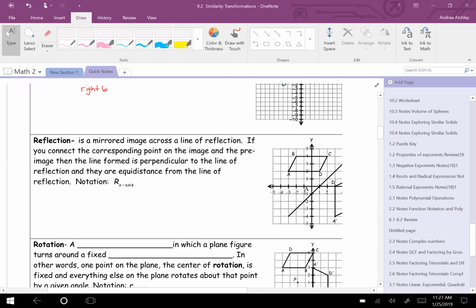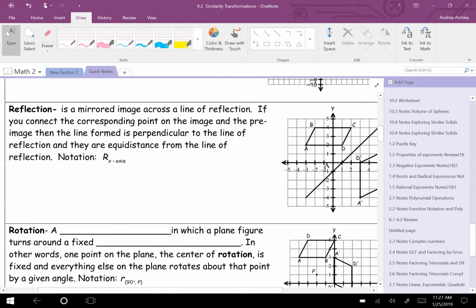A reflection is a mirror image across a line of reflection. If you connect the corresponding points on the image and the pre-image, then the line formed is perpendicular to the line of reflection, and they are equal distance from the line of reflection. To notate this, you'll have a capital R, and then it'll tell you what the line is that you're going to be reflecting across. So you can do the x-axis. You could do an actual equation of a line, like 2x plus 7. You could do line M. They will name the line.